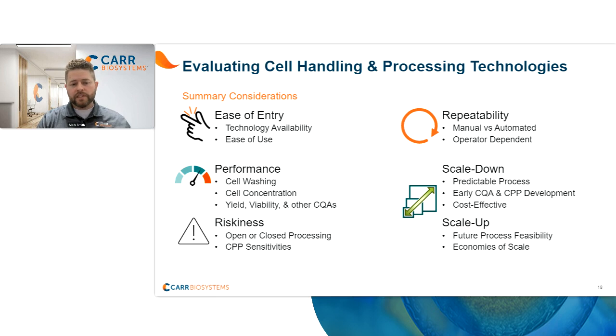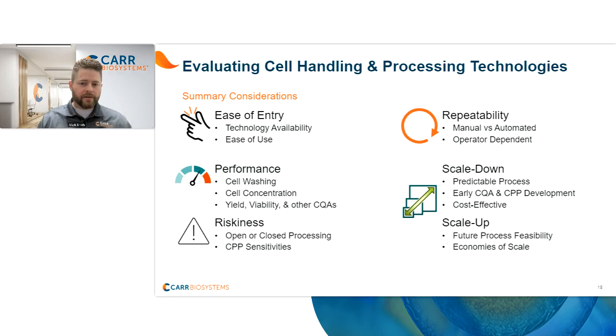Another consideration is riskiness. So in the future, how much risk am I introducing to a process if I choose a technology today? Is it an open or closed process? And I think I saw from our poll question earlier, a lot of the audience today is using kind of a quasi-closed system with biosafety cabinets. So maybe some extra risk there that could be introduced. And the other piece of the risk is, are there CPP, critical process parameter sensitivities? For example, if I change my parameters slightly, do I have a dramatic increase in the time of my process? Or if I increase the time of my process, how sensitive are my cells and my CQAs to those outcomes?